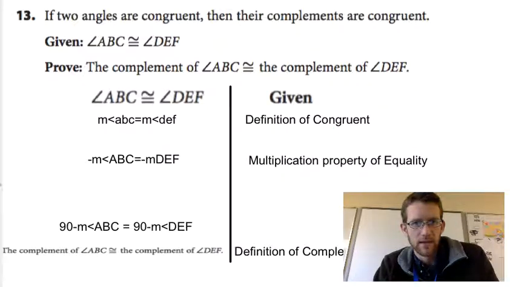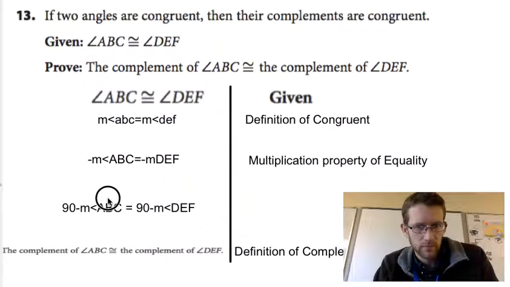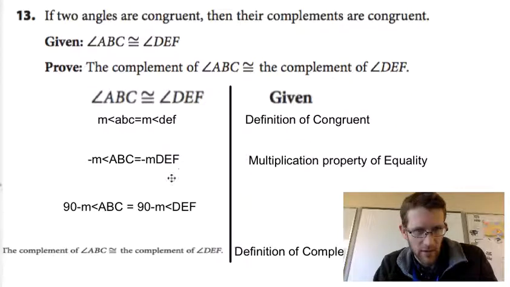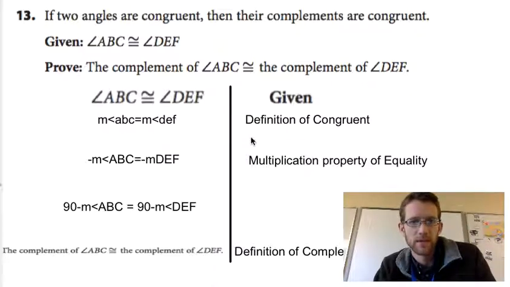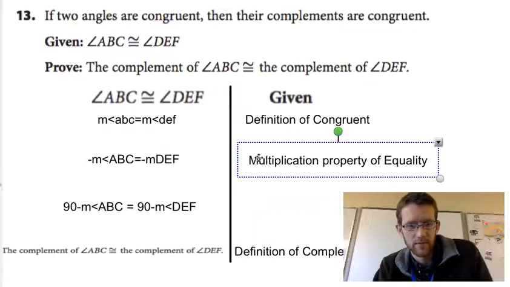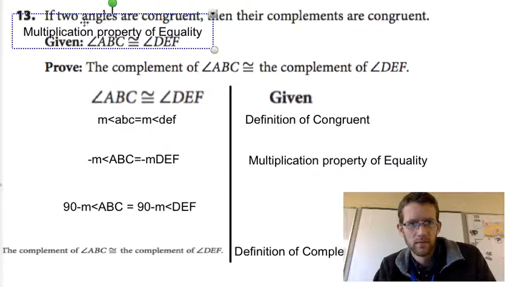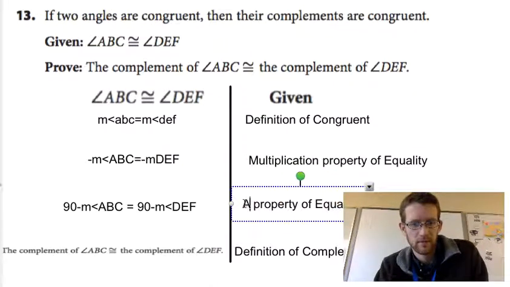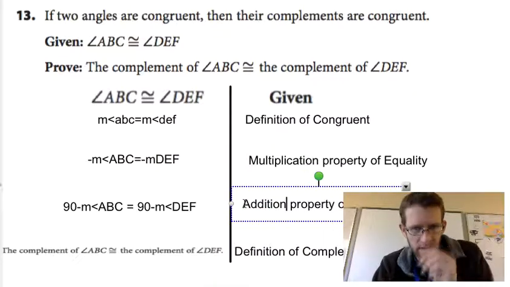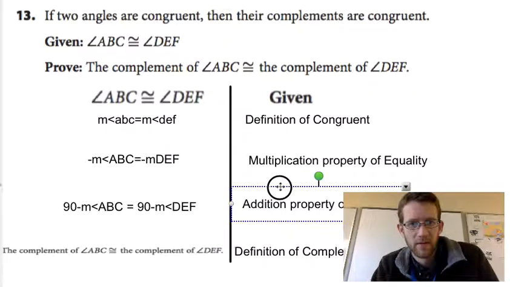And then how do we get to this one? What are we doing between this step here and this step here? Well, all we're doing is adding 90 to both sides. So can we add something to both sides? Yes. This will give us the addition property of equality.